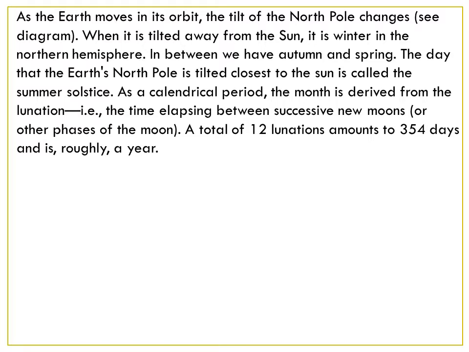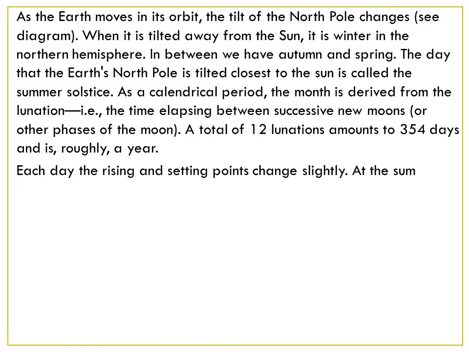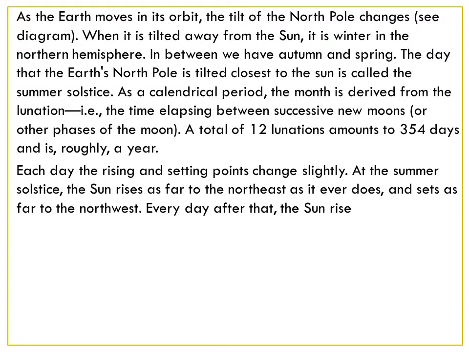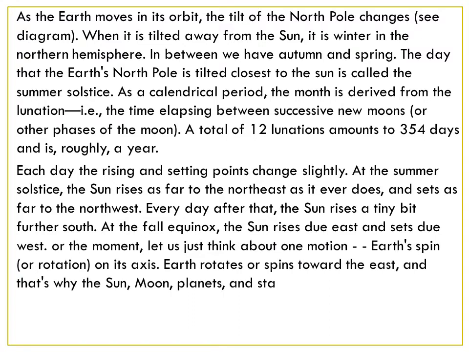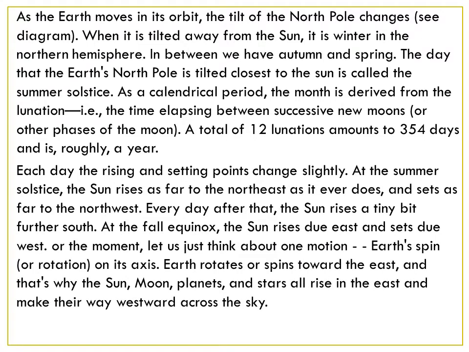As a calendrical period, the month is derived from the lunation, that is, the time elapsing between successive new moons or other phases of the moon. A total of 12 lunations amounts to 354 days and is roughly a year.